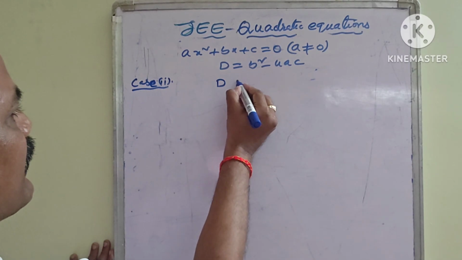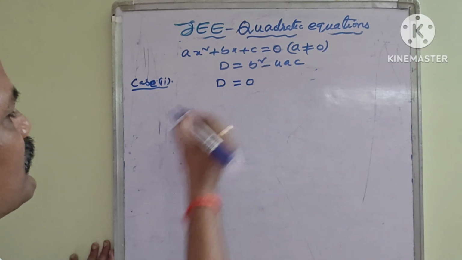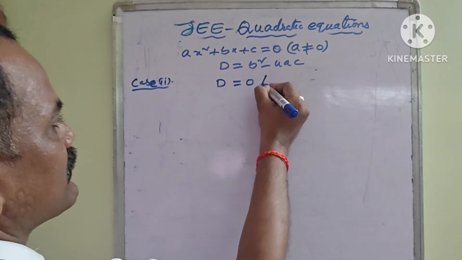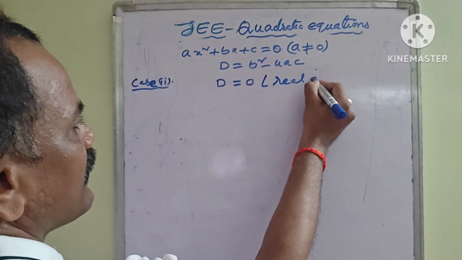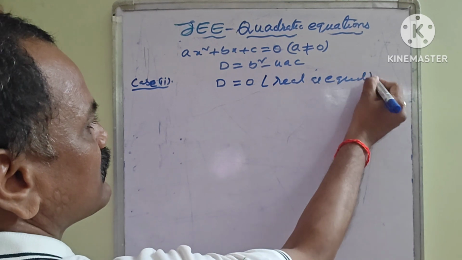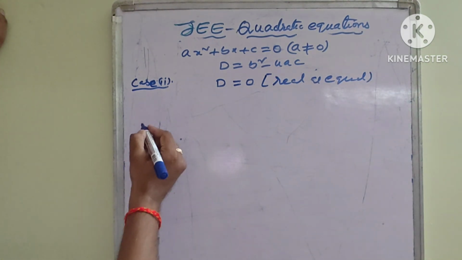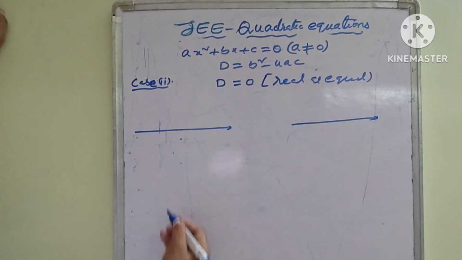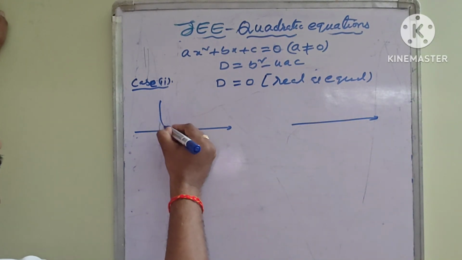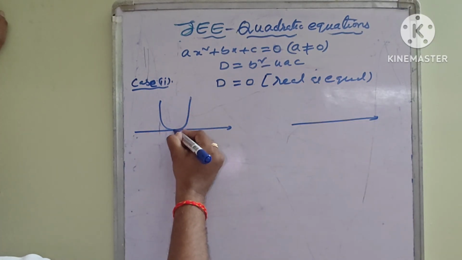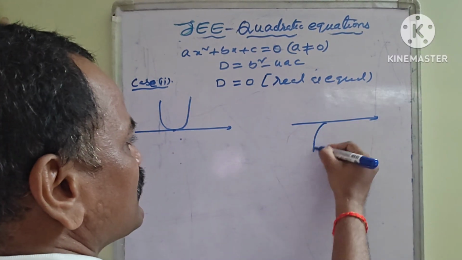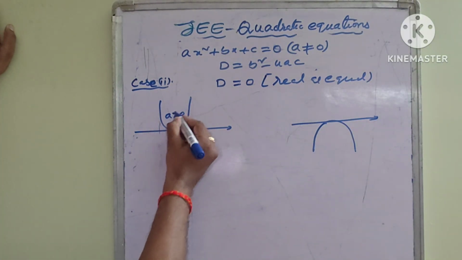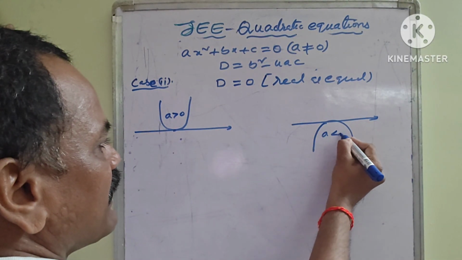So D is equal to 0. The roots are real and equal. Here x-axis, here also x-axis. Now a is positive, the parabola touches the x-axis and opens upwards. If a is negative, the parabola opens downwards. Upwards when a is greater than 0, downwards when a is less than 0.